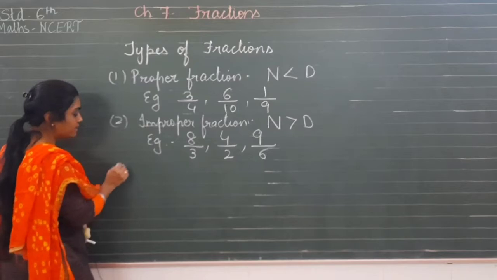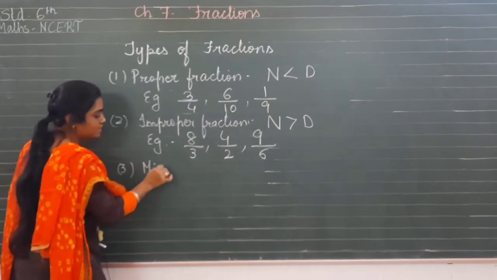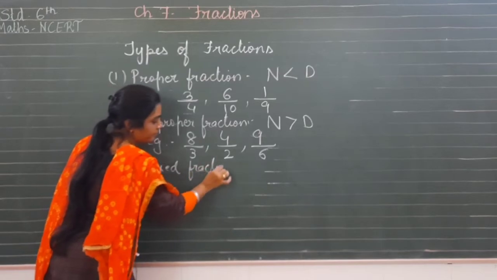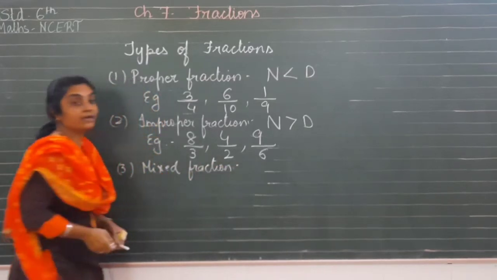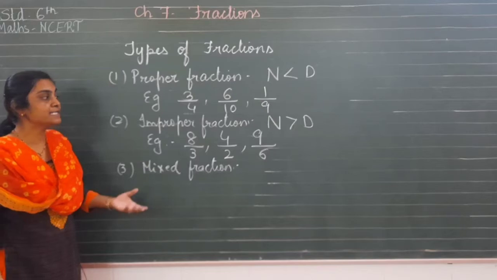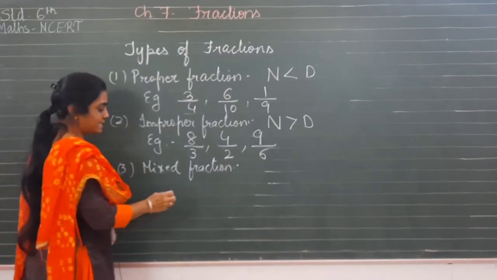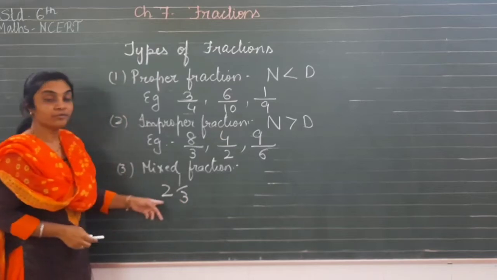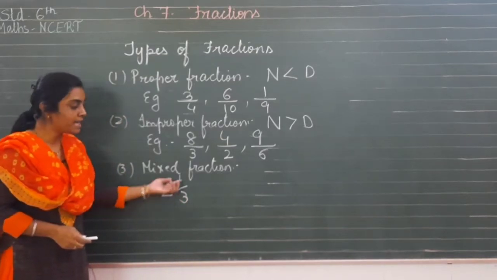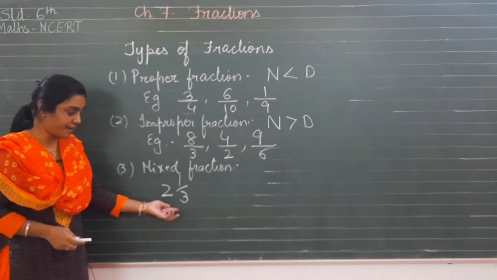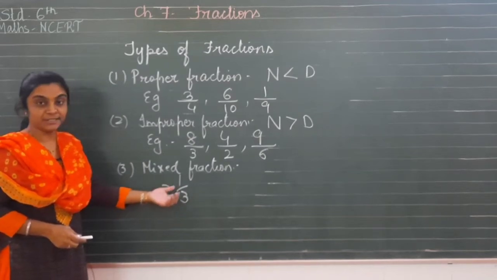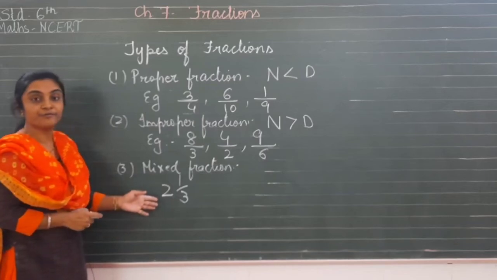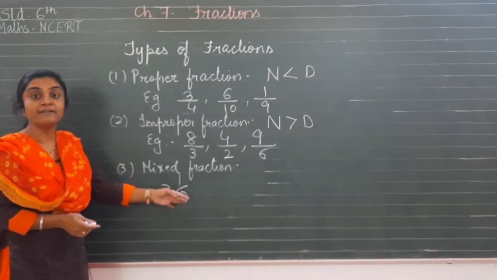Now let us see the third one, that is called mixed fraction. What is the meaning of mix? By the word mix, let us see one example. 2 and 1 upon 3. Now this 2 is a whole number and 1 upon 3 is a fraction. So 2 integer 1 upon 3 is called a mixed fraction. It is a combination of a whole number and a fraction.